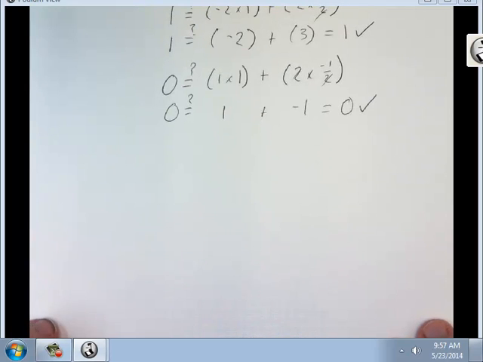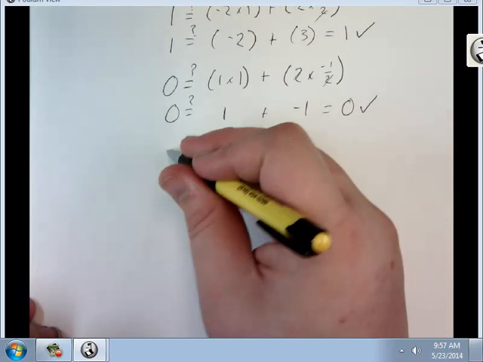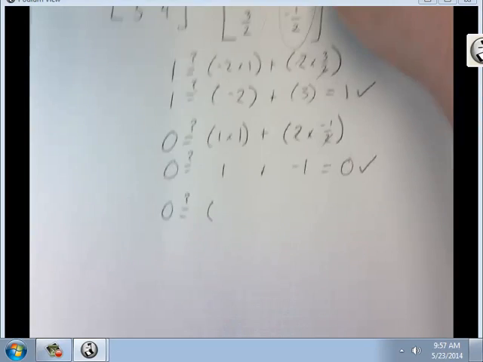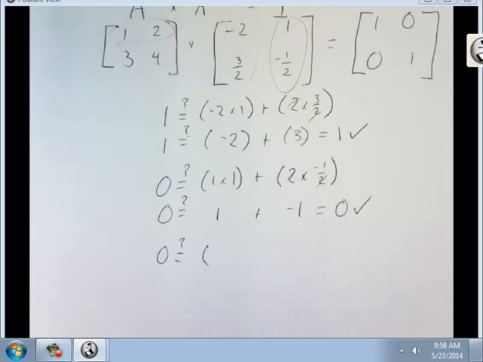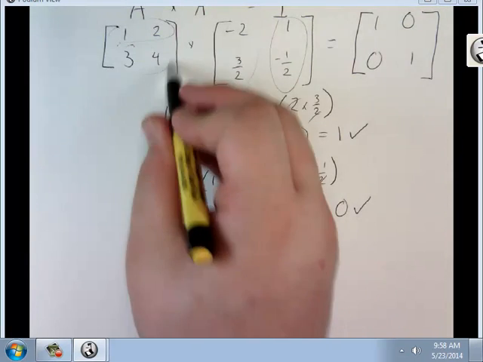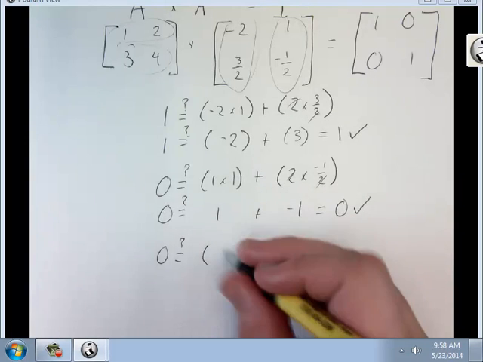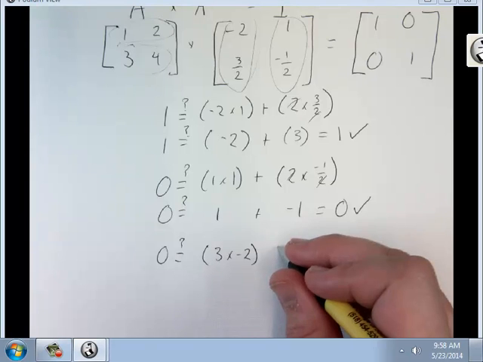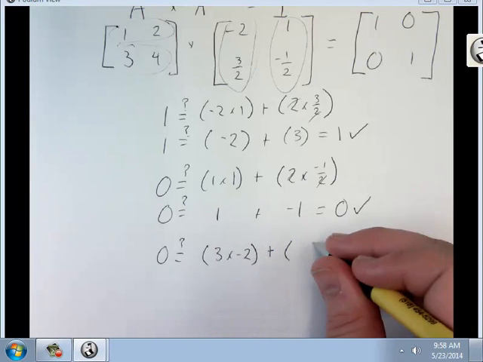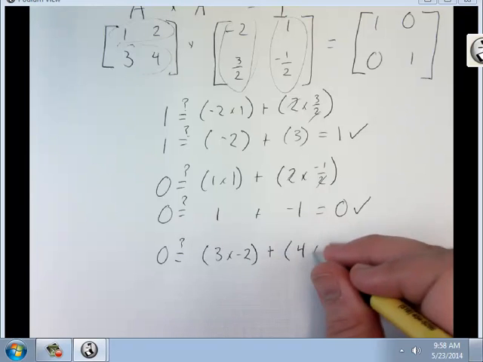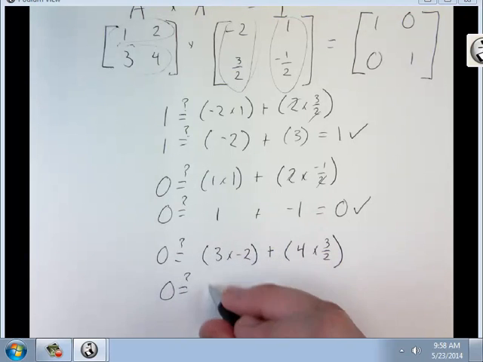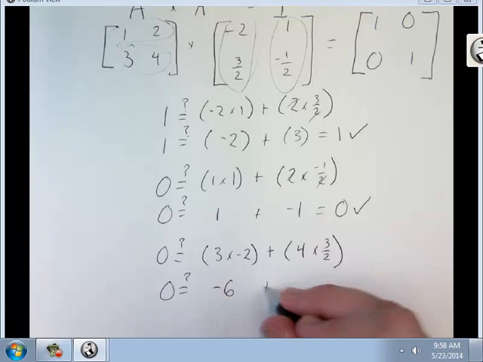Alright, 0. Does that equal? Now, okay, this is going to be tough to do. There we go, actually. Now I'm moving down to this row, times this column. 3 times negative 2 plus 4 times 3 over 2. See, I get negative 6 plus 6 does equal 0.